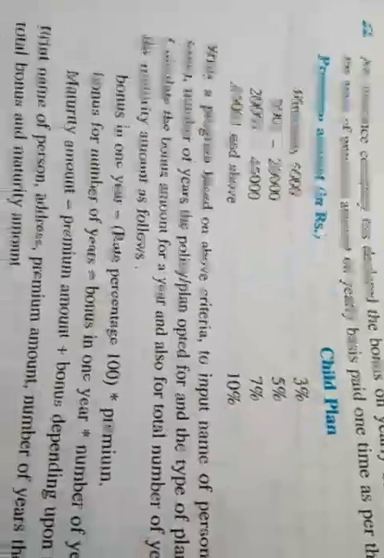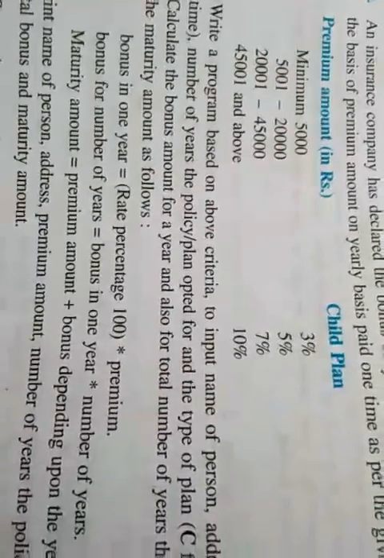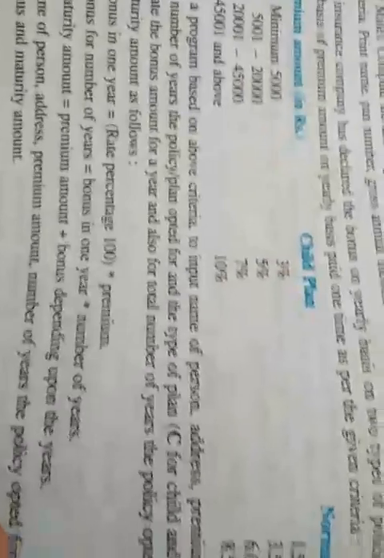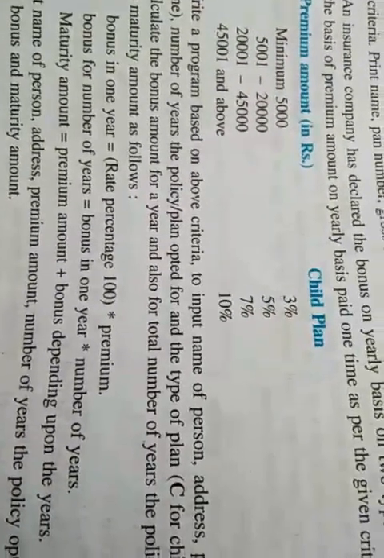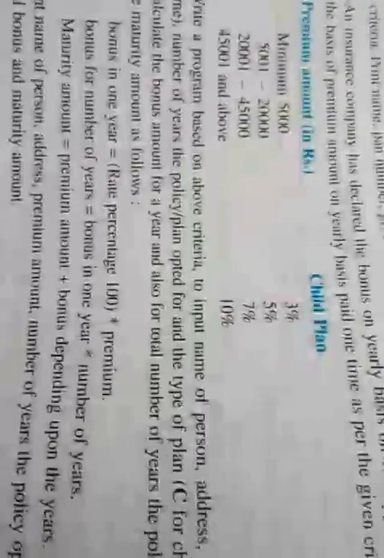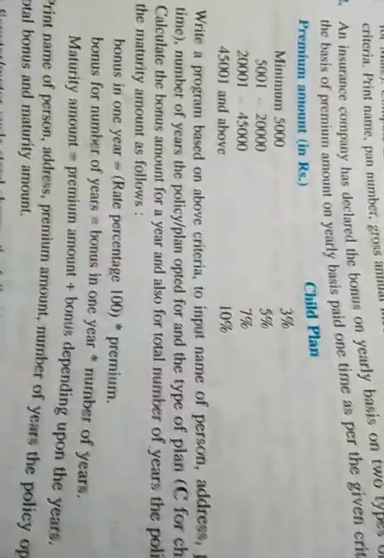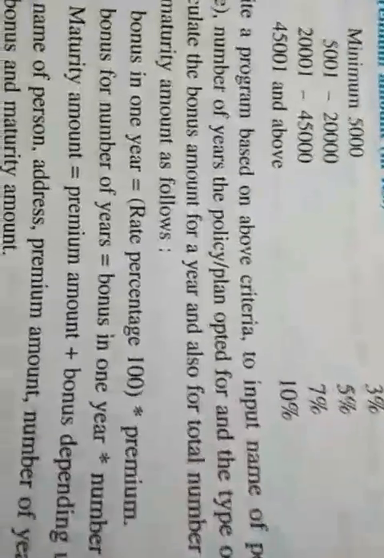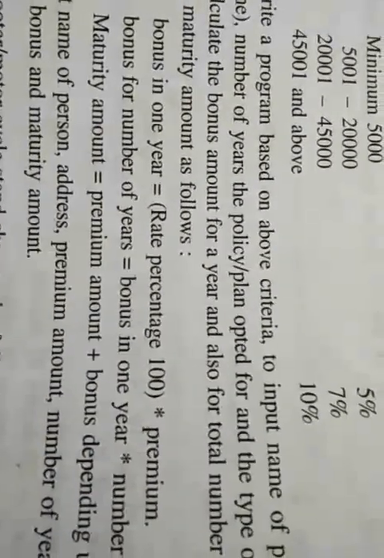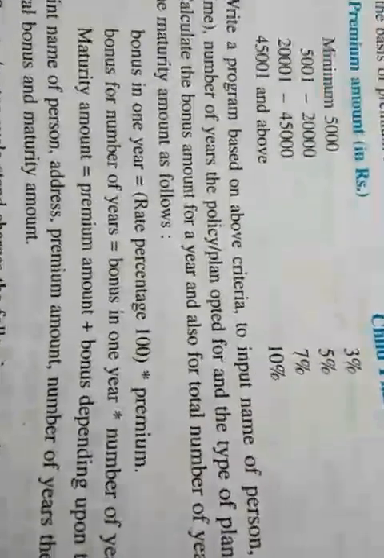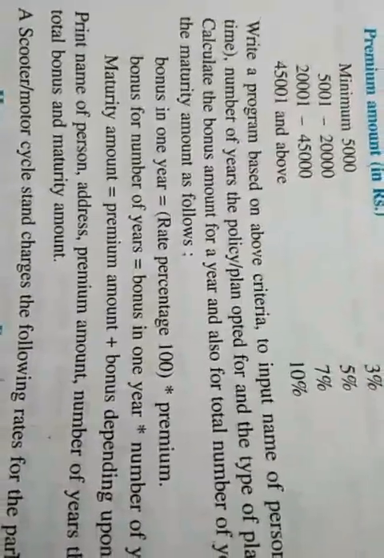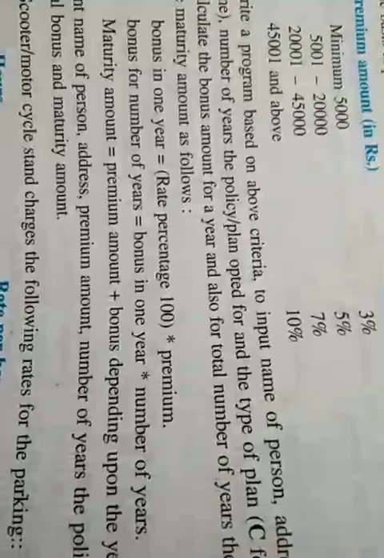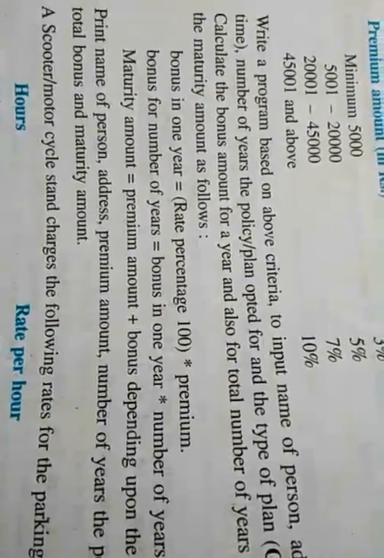So write a program on the above criteria, input the name of the person, address, premium amount, time, number of years and the type of plan, C for child and N for normal. Then calculate the bonus amount for the year and also find the total number of years' bonus. The formula is given in the question, and print the name of the person, address, premium amount, number of years of bonus and maturity amount.